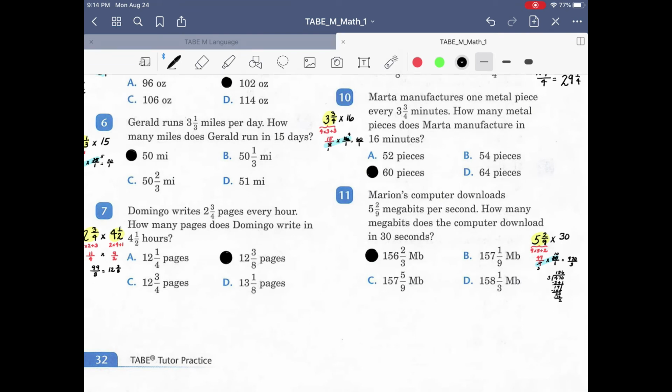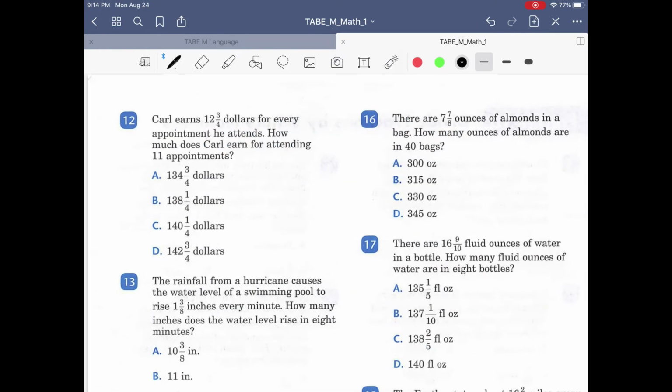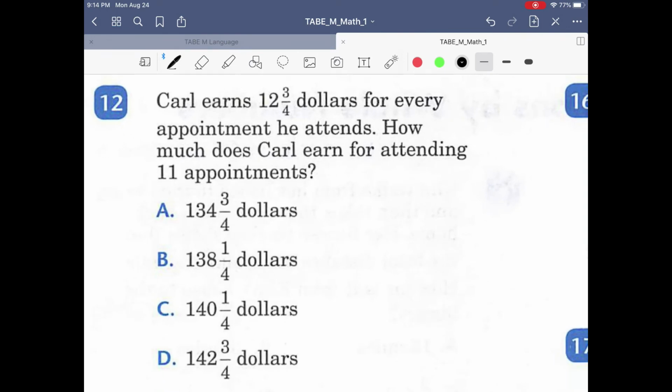Alrighty, number 12. Carl earns $12 3/4 for every appointment he attends. How much does Carl earn for attending 11 appointments? So 12 3/4, 11 times.